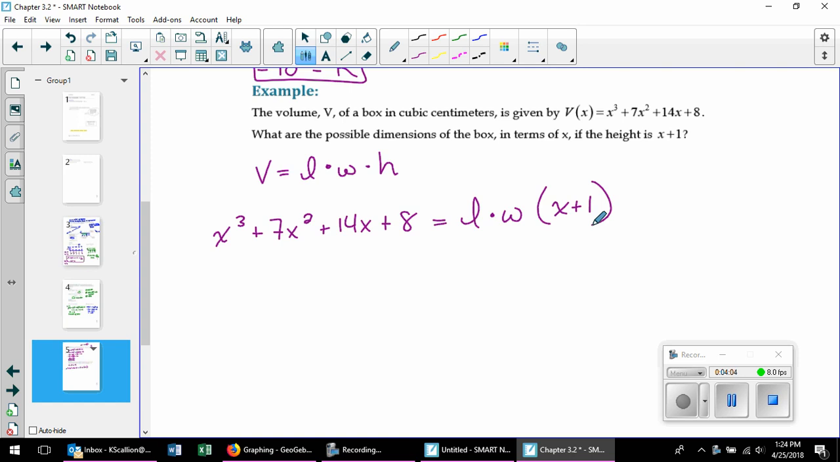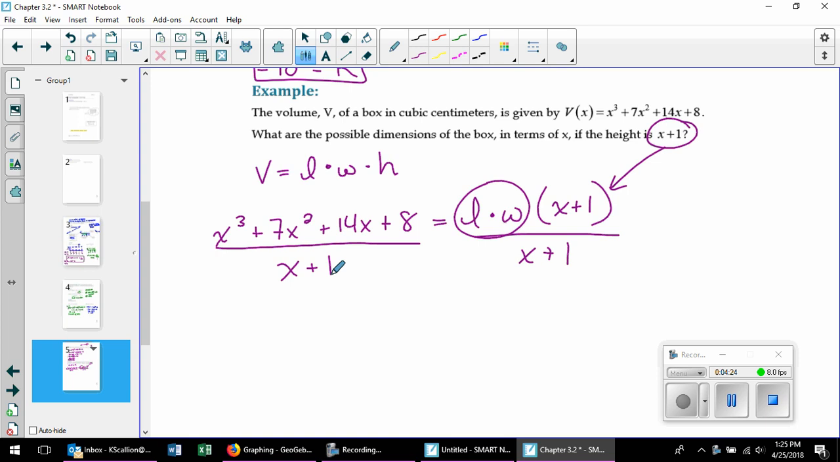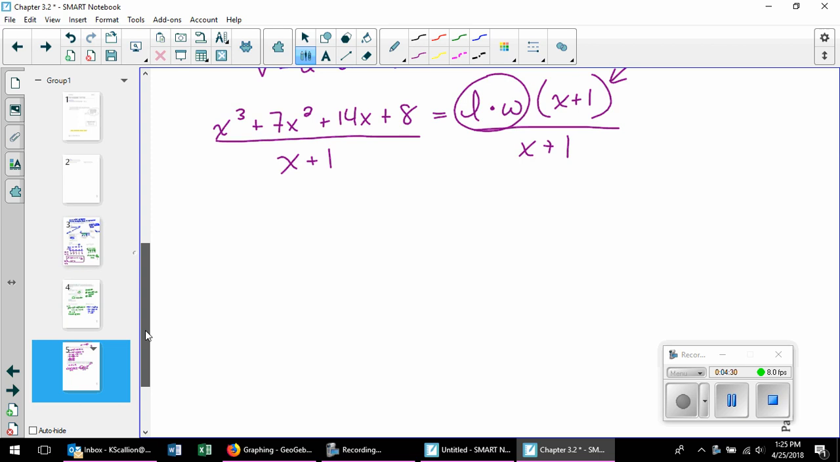So how am I going to isolate length times width? How am I going to isolate these variables? I'm going to divide this side by x plus 1. That's okay. That also means you weren't listening to me, but that's okay too. So with that, what am I going to do? So I'm dividing this, right? Synthetic division, right? I'm going to do synthetic division for this.